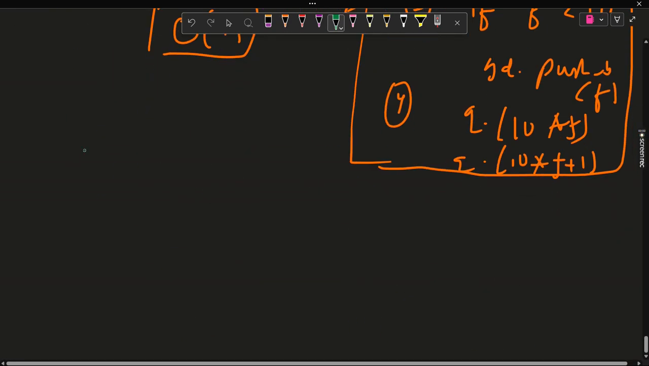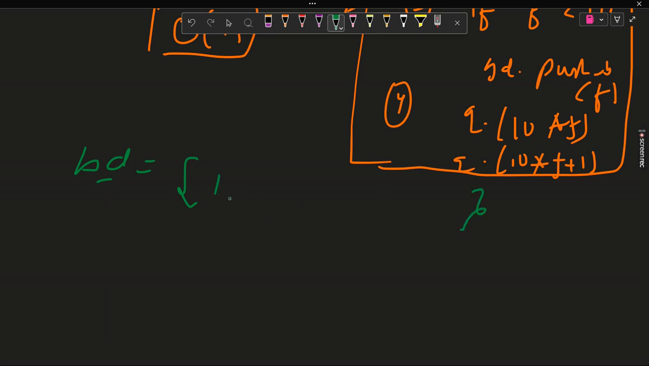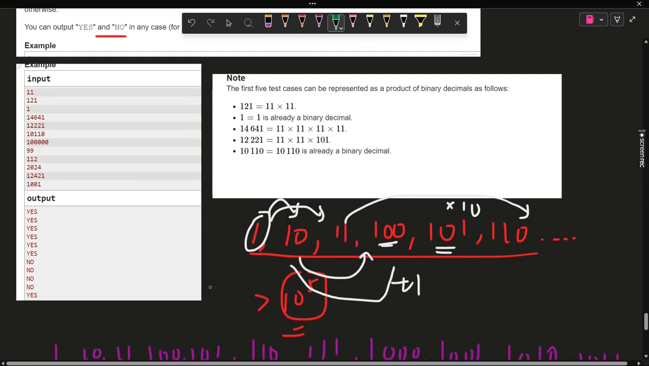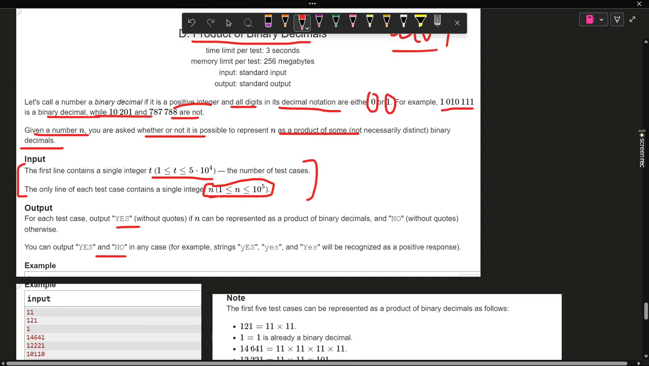So now we have the binary decimal vector, which contains these types of binary decimals, not 1. I will be storing binary decimal numbers from 10 only: 10, 11, then 100, and so on up to 10 to the power 5. So now we have this binary decimal vector. What we have to check now is whether this n is divisible by any of these binary decimal numbers.